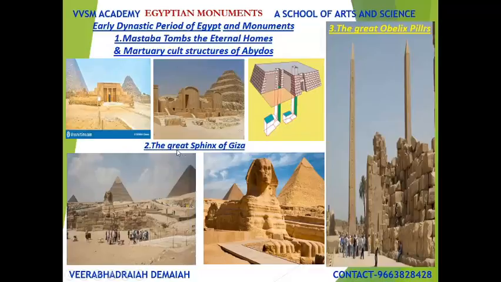Next, the Great Sphinx of Giza. This was the wonderful World Heritage Center as well as the Egyptian monument, the seven wonders of the world, pyramids and the sphinx, very important. The great obelisk pillars of Egypt, as far as the ancient civilization is concerned.